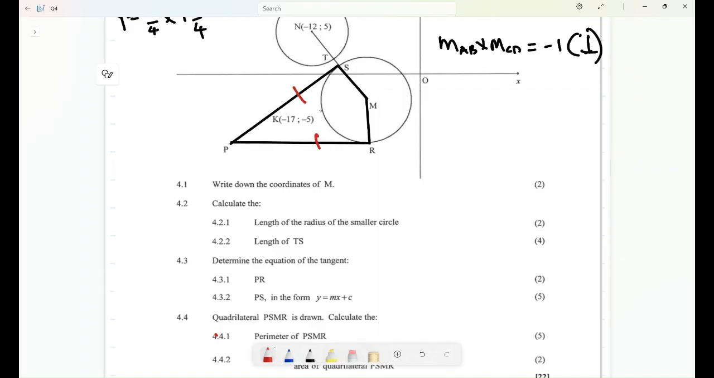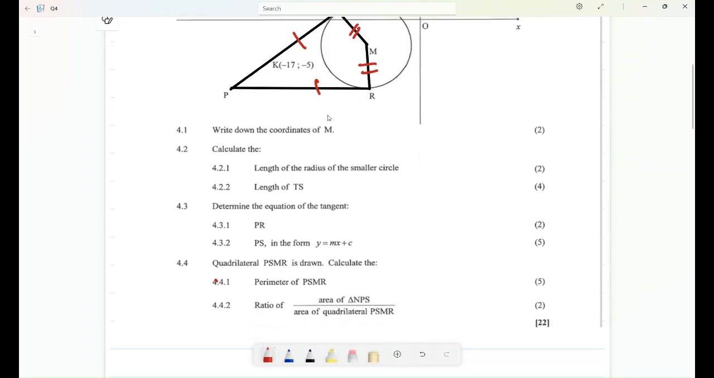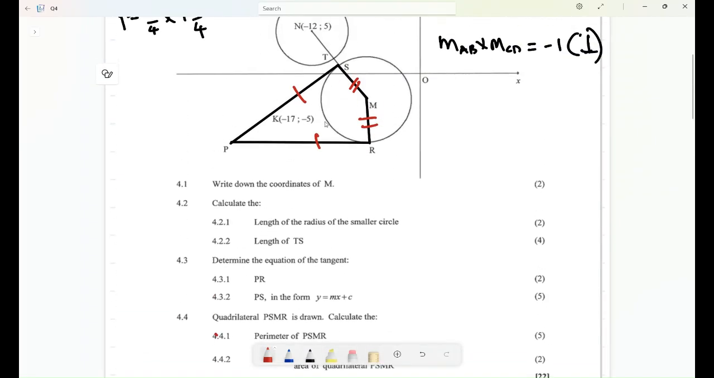This and this have equal length. Why? Because we are saying tangents from the common point, right? Then this one and this one are equal. Why? We're going to say they are both what? Radius, okay? Perimeter of PSMR. Now, if I can get this one, I'm good.